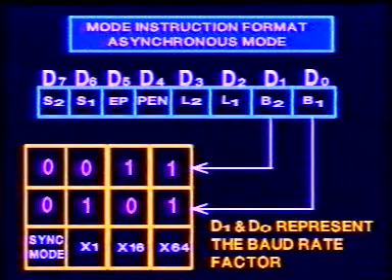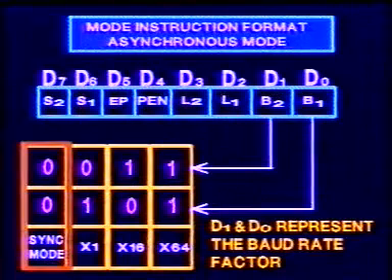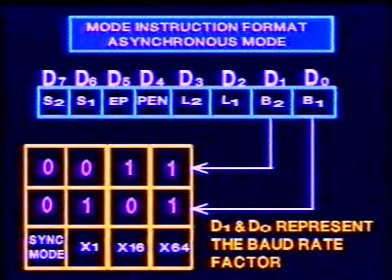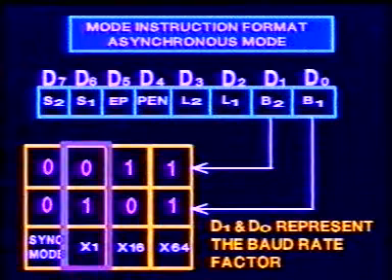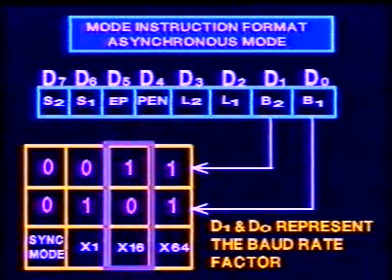D1 and D0 represent the baud rate factor, the relation between the baud rate and the transmitter-receiver clock. When 8251 is used in synchronous mode, D1 is made 0 and D0 is made 0. Other bit options determine the baud rate factor for asynchronous mode. 01 indicates that the clock is same as the baud rate. 10 indicates that the clock is 16 times the baud rate.